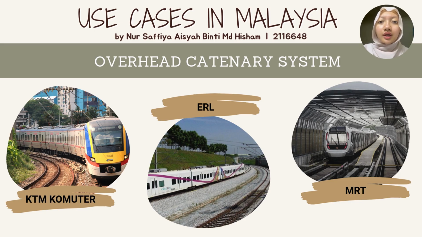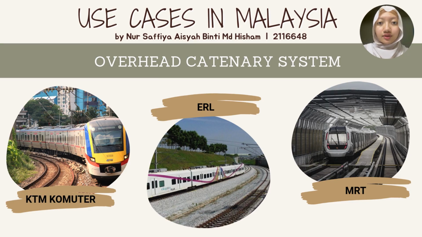First up, we have the overhead catenary system. This system uses overhead wires and a pantograph to power the trains. You will find it on KTM commuters, which run intercity services, ERL, which connects the city to KL Airport, and the MRT Putrajaya and Kajang lines. Why OCS? Because it supports high voltage 25 kV AC, making it perfect for long distance travel with fewer substations and lower power loss.